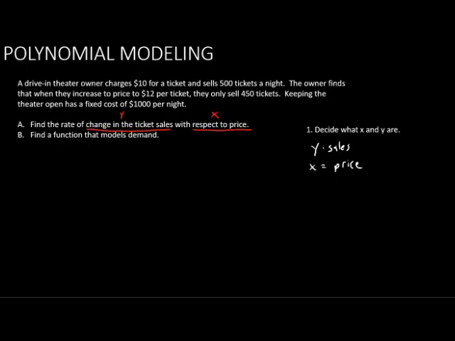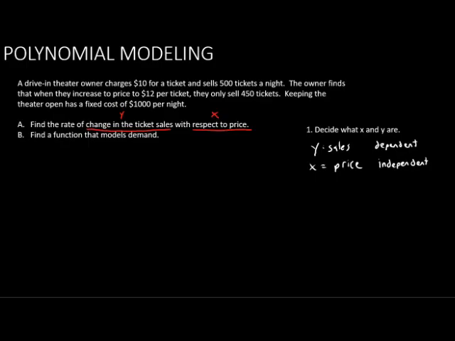Based on the information we are given, changing the price changes the sales. This means that price will be our independent variable and sales will be dependent. This makes sense because if tickets are more expensive, fewer people are going to buy them.